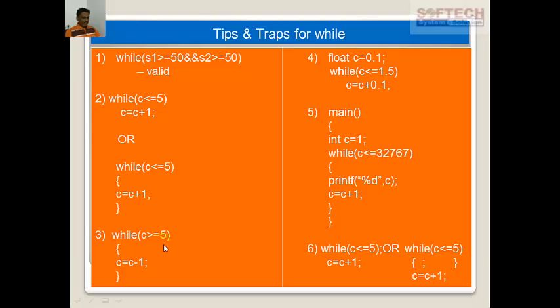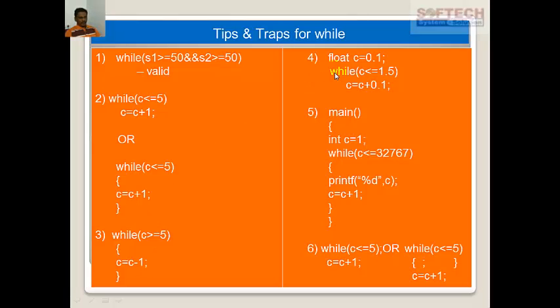While C greater than or equal to 5, C equal to C minus 1, we can increase or decrease. The condition is where the first value C is 5, and 5 is greater than or equal to 5, so the condition is true, and we can put increment or decrement. So based on the condition, we put increment or decrement.